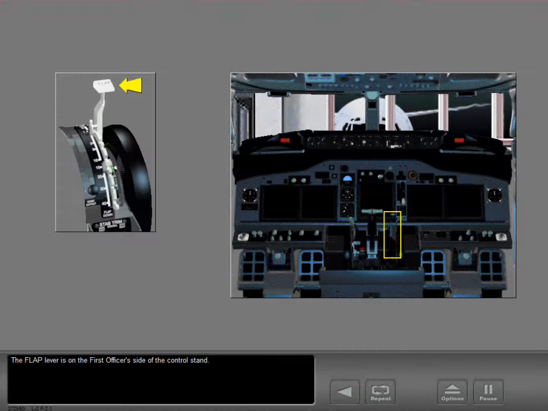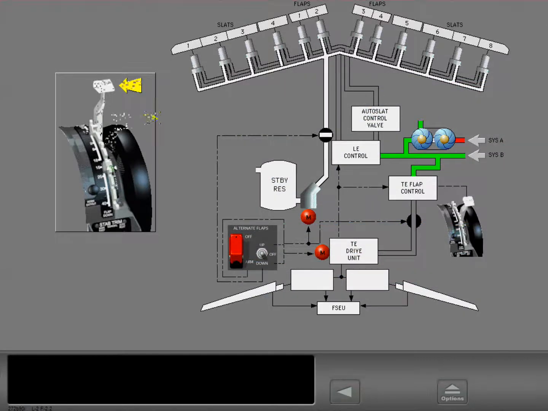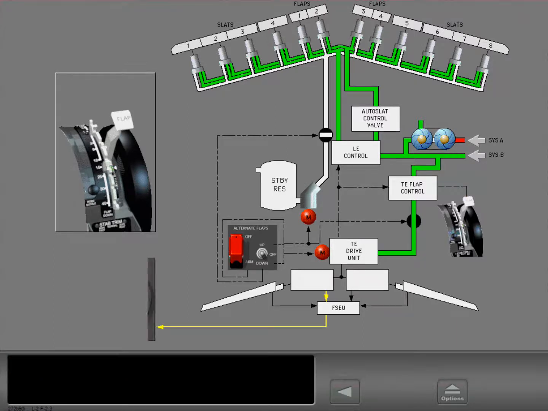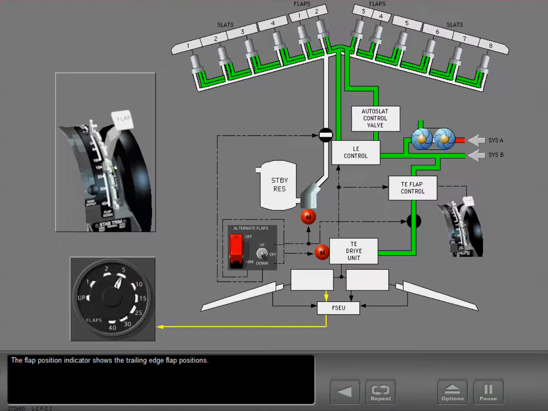The flap lever is on the first officer's side of the control stand. When the flap lever moves, the trailing edge flap control and leading edge control operate, and hydraulic pressure goes to the trailing edge drive unit and the leading edge slats. The flap position indicator shows the trailing edge flap positions.